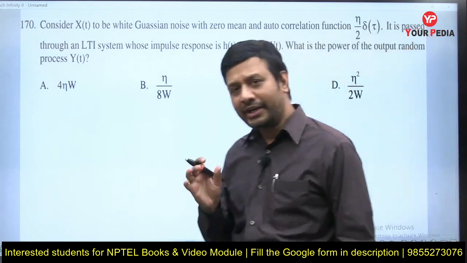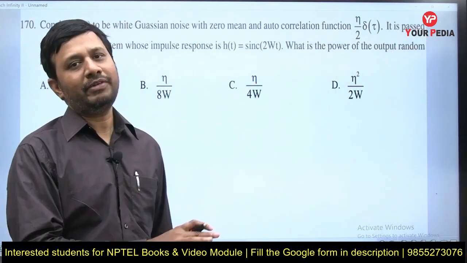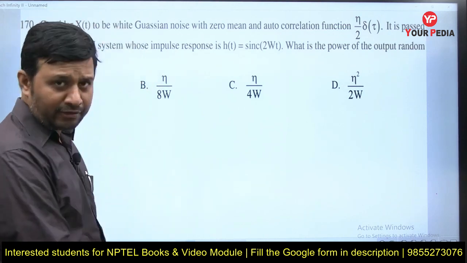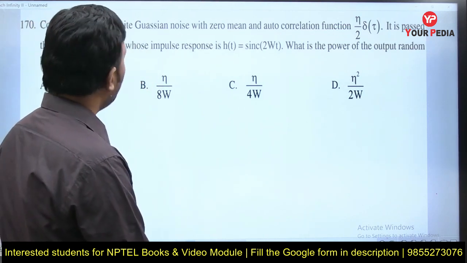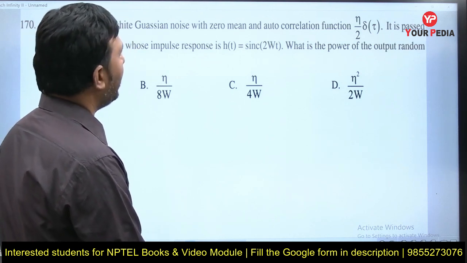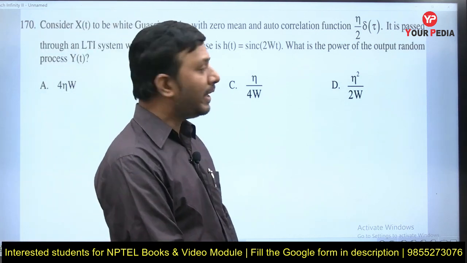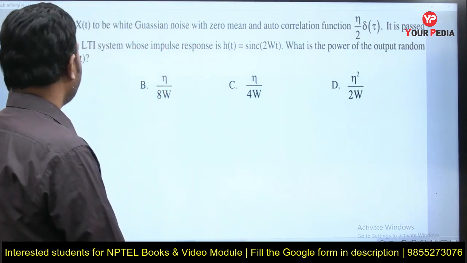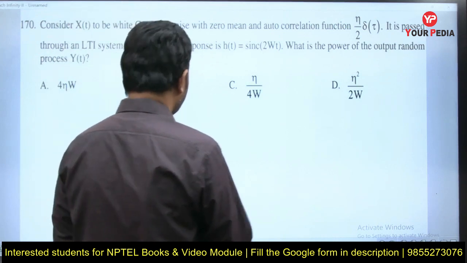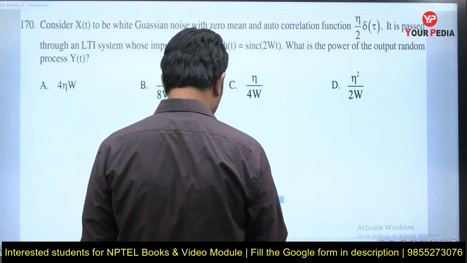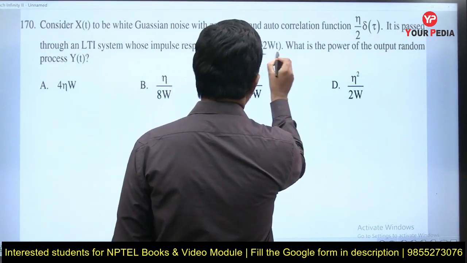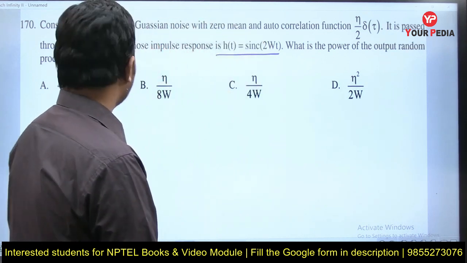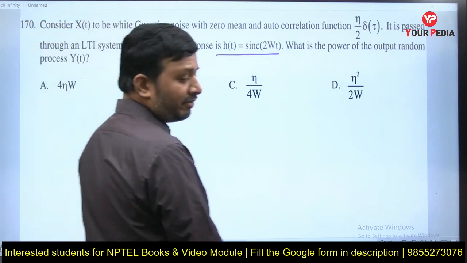First of all, we'll try to analyze the problem and then we'll solve. So what is the problem? Consider x of t to be white Gaussian noise with zero mean and autocorrelation function eta by 2 into del of tau. It is passed through an LTI system whose impulse response is h of t equal to sinc 2wt. What is the power of the output random process y of t?